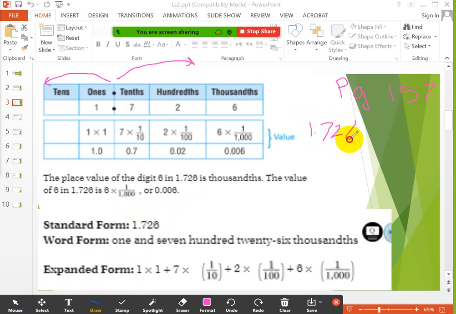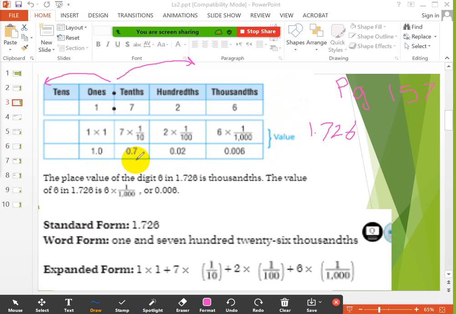1.726. 1 is in the ones digit, that means I have to take it and put it in the ones digit. After the point we will start with the tenths. 7 is in the tenths digit, the first digit after the point, I will write the 7 here, and 2 in the hundredths digit, the second digit after the point, and 6 in the thousandths digit, the third digit after the point. Okay?